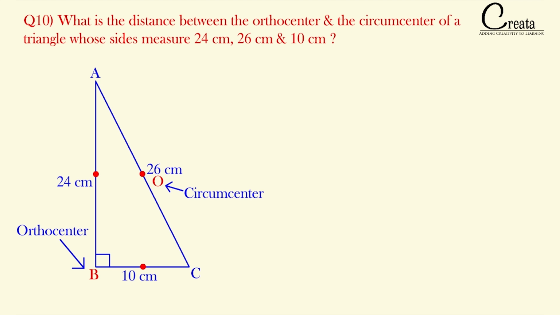Let's come back to the question. In this question, we have to find the distance between orthocenter and circumcenter, that is, we have to locate this distance. Moving further, here point O is the midpoint of AC. So can we say BO is the median? We know median is a line segment that joins the vertex with the midpoint of the opposite side. So BO is the median. It is joining the vertex B with the midpoint of side AC, that is point O.